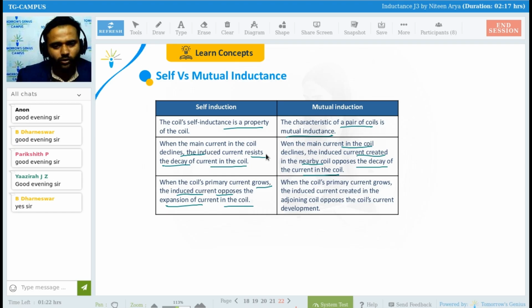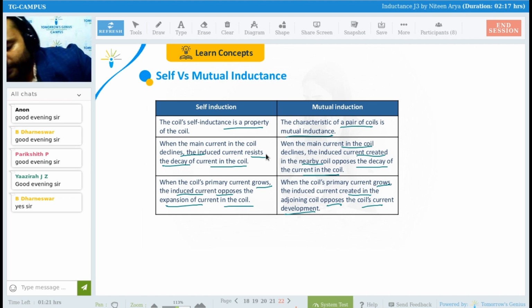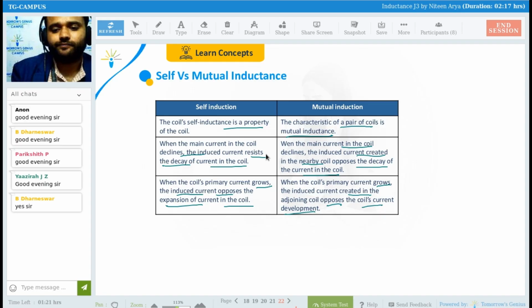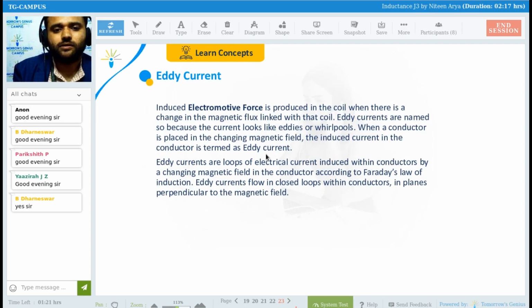It means that when in any particular coil there is a current growth, when the coil's primary current grows, the induced current starts opposing the expansion of current in the coil. When the coil's primary current grows, the induced current created in the adjoining coil opposes the coil's current development. It means in the adjoining coil, the current is going to decrease, or it is going to oppose.